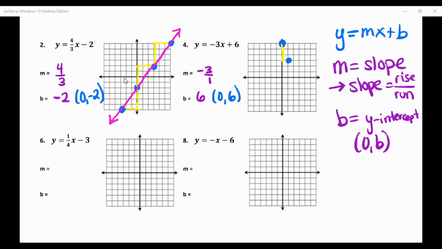Remember, try to graph as many points that can fit on the coordinate plane. Down 3, right 1. Down 3, right 1. So now we've graphed as many points as we can possibly fit. So we're ready to graph the line by connecting and extending with arrows.